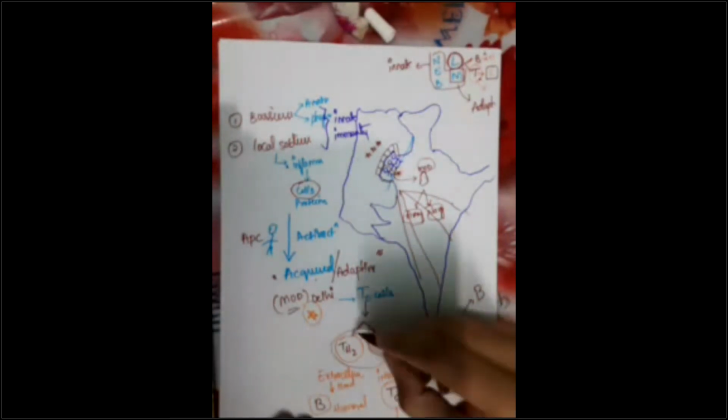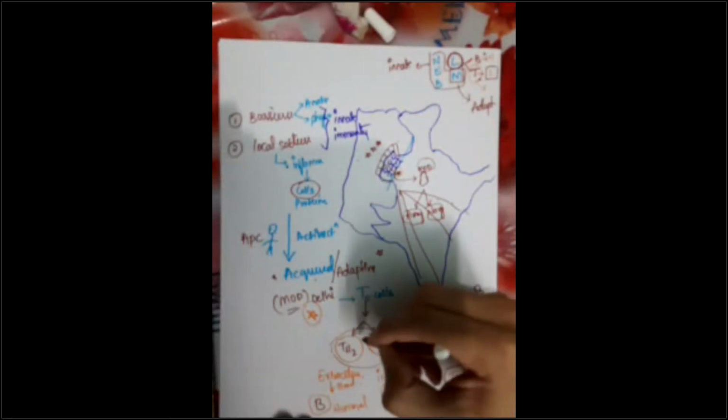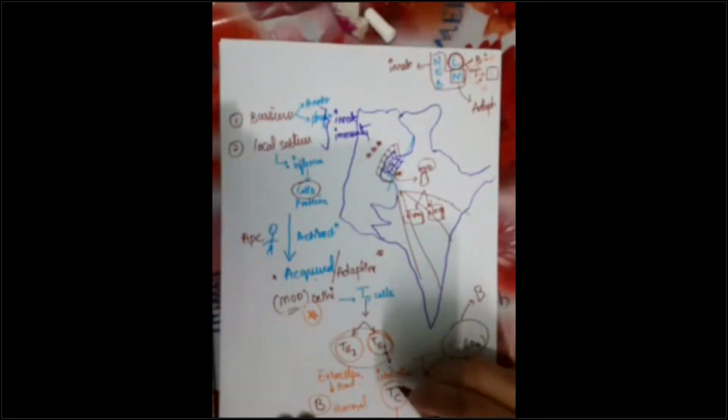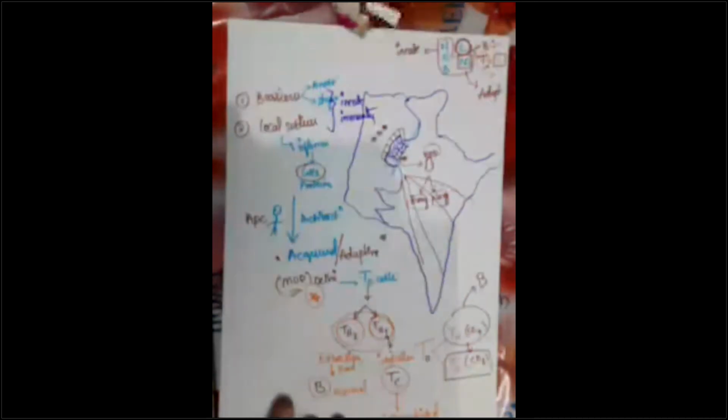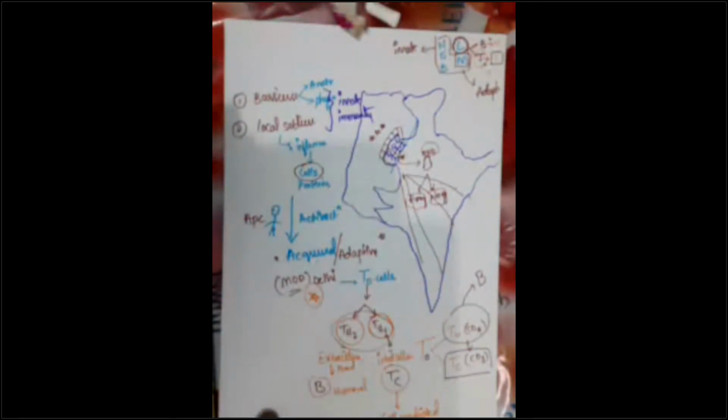Now, how T helper cell is activating B cell and how T helper 1 cell is activating TC cells, certain processes will take place here. We'll be seeing these processes afterwards. So you got a major idea of what is happening. Let us come back to our barriers now. Let us discuss something about innate immunity now.